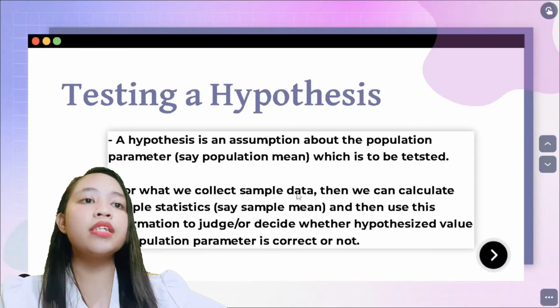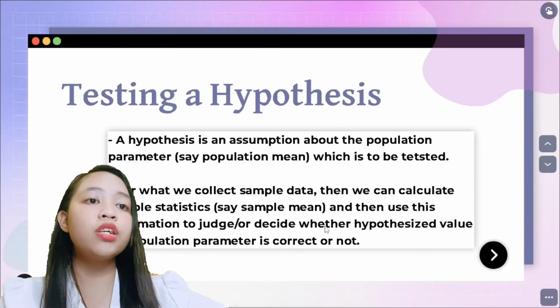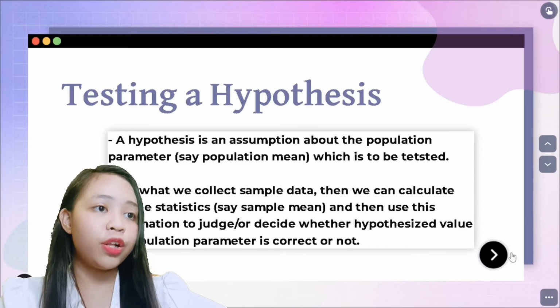When we collect sample data, we can calculate sample statistics and then use this information to judge or decide whether the hypothesized value of the population parameter is correct or not.